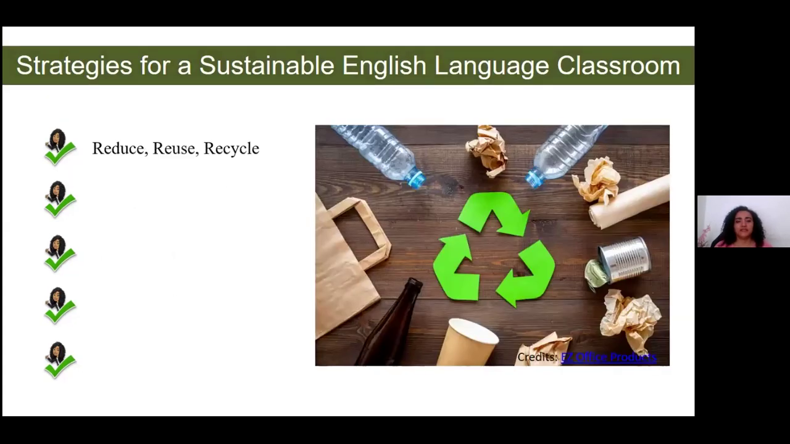Some other strategies, as I mentioned: reduce, reuse, and recycle. The 3 Rs are here. Reduce, like less paper consumption, for example. Reuse the paper that you use, then recycle it and try to create organic paper. You can have that project, Teacher Brian, in your classroom, how to create organic paper for making, for example, flashcards or gift cards or something else that you can use.